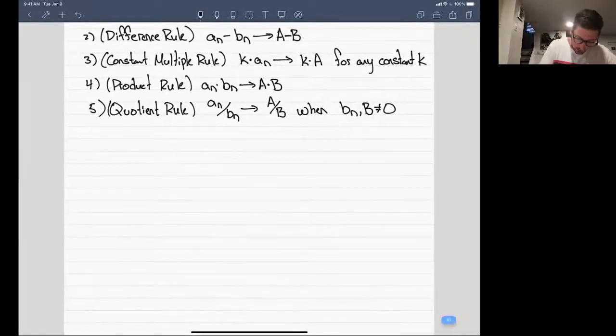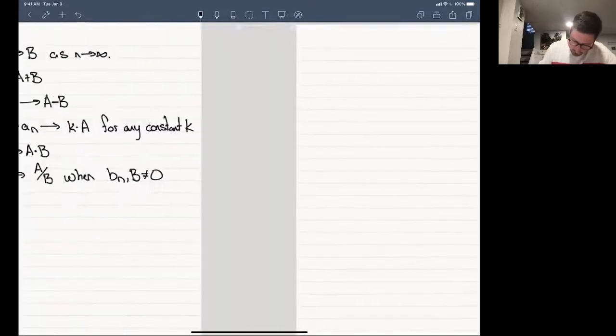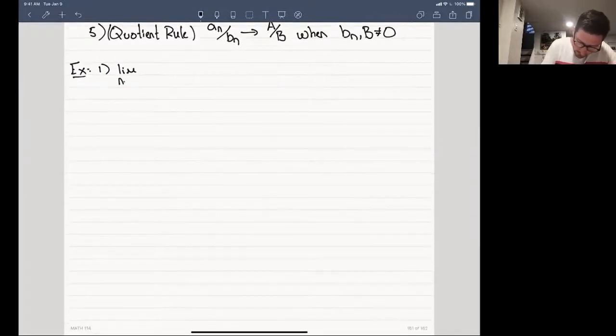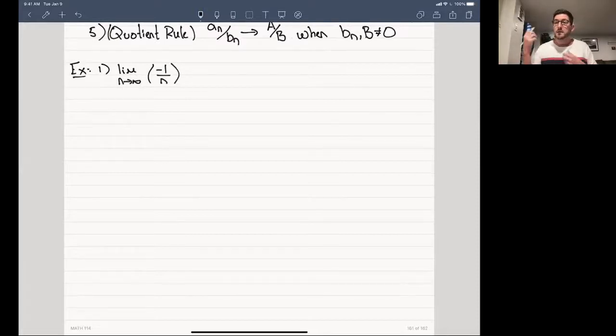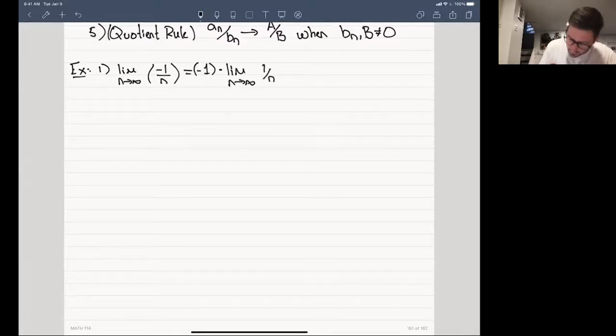So for example, let's work through some problems here. The first one, let's find the limit as n goes to infinity of minus 1 over n. Okay, well, this is the same as minus 1 times the sequence 1 over n. So I can use the constant multiple rule. So this becomes minus 1 times the limit as n goes to infinity of 1 over n.